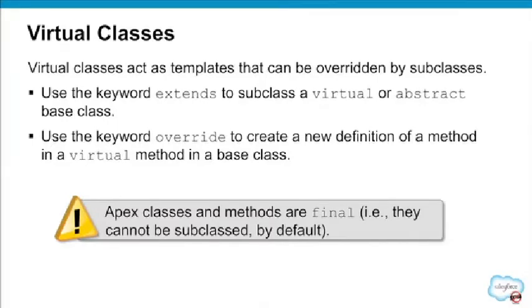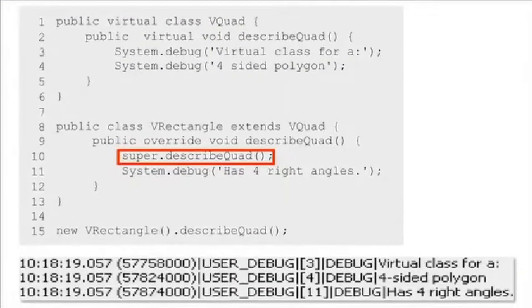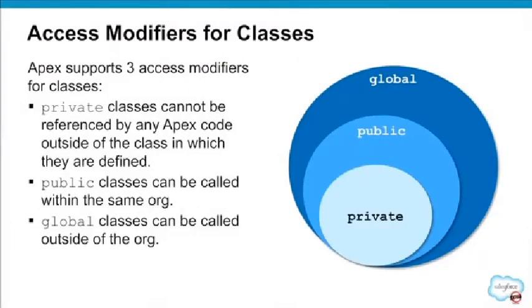One thing to point out, there is a super keyword and there is a this keyword. And here what we're able to do is to call the parent using the super, and in this case we're just dumping out our own unique message here. Alright, when we're talking about a class, there are three access modifiers that we can apply to those classes: private, public, and global.